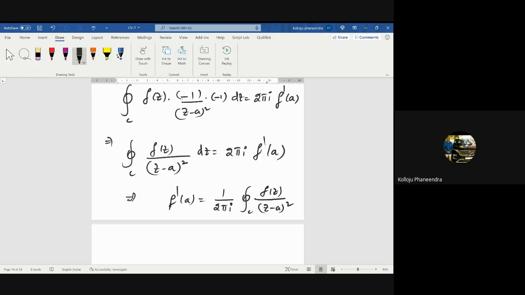Cauchy's integral formula for F of A has no square in the denominator. Now for F dash A there is a whole square. This is the first formula, the Cauchy integral formula for the derivative.